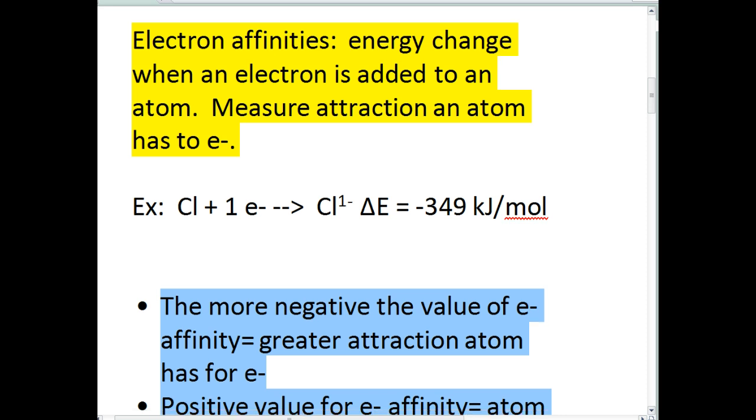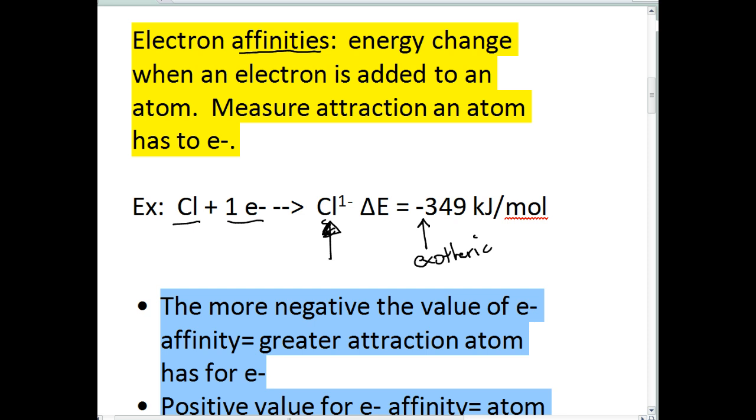Next thing we want to talk about is the idea of electron affinity. Now, affinity means a desire for, so this is the energy change when an electron is added to an atom, a measure of attraction an atom has to an electron. We have an example down here with a neutral chlorine atom, and we're adding an electron to it to form the chloride ion, and you can see that we have a delta E, which is just the change in energy, and it's negative 349 kilojoules per mole, letting us know that this is an exothermic reaction. So when you do add an electron to chlorine, it does give off some heat.